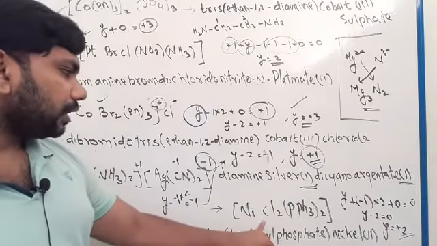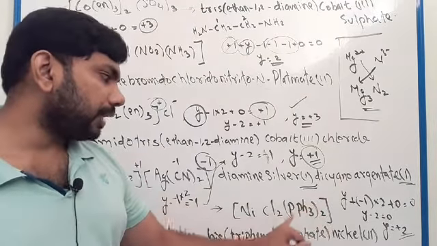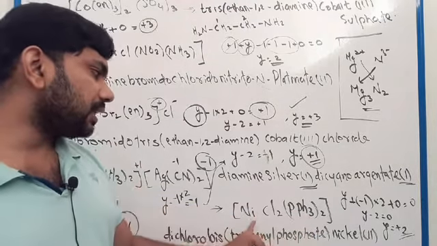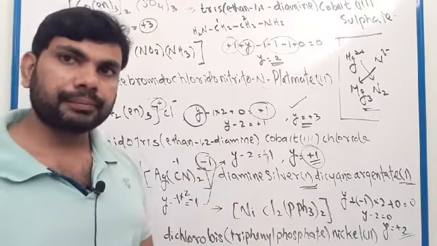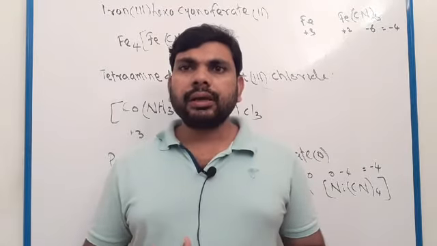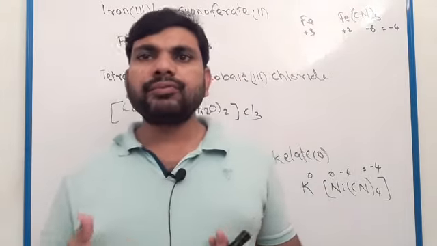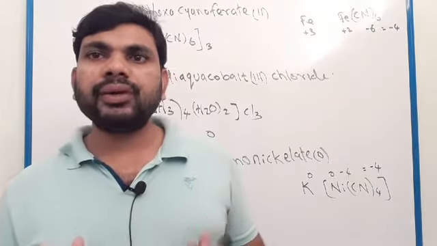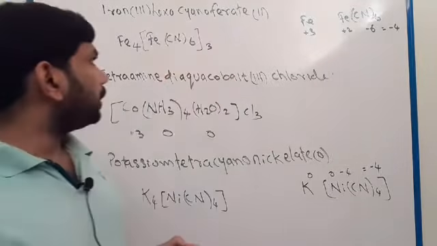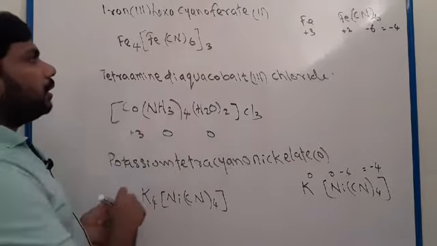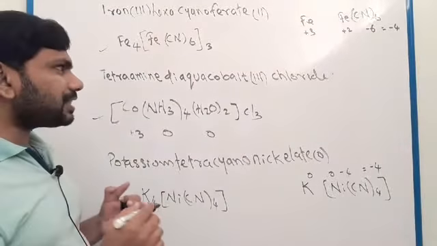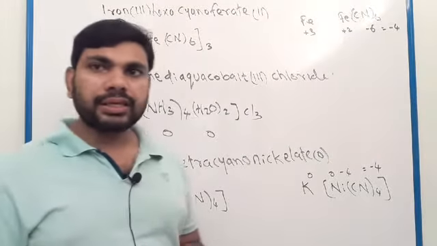Okay, dichlorido bis(triphenylphosphine) nickel(II). Clear? Okay, next one we have to discuss here. We have been given the name of a coordination compound and we have to write its formula. So look here, we have different names. We have to get these formulas. So let us check how these formulas are obtained.